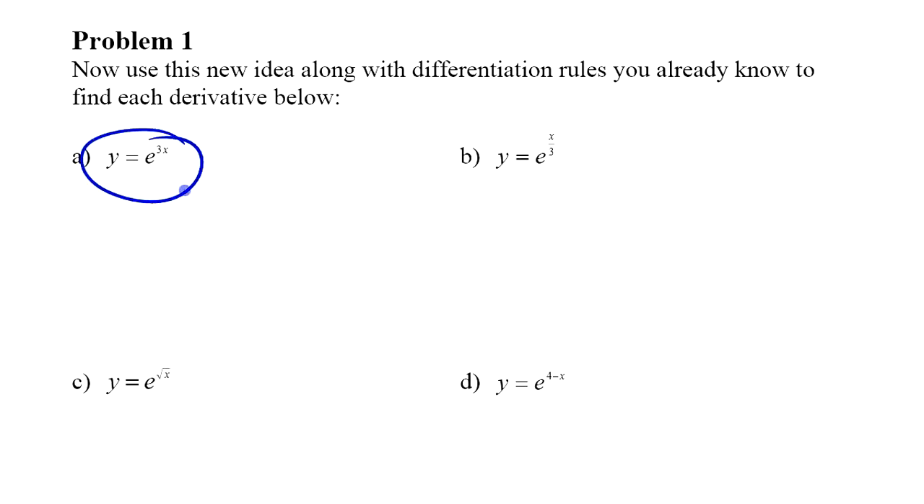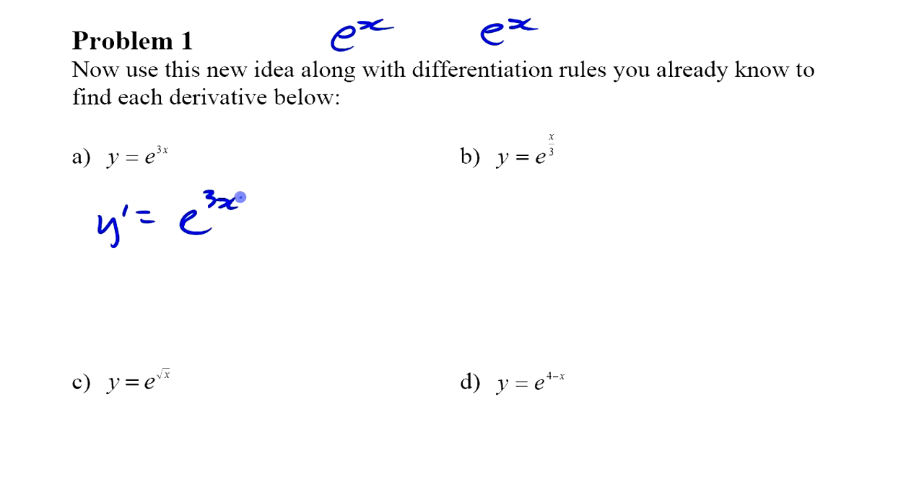If you have a function that looks like that, it's not just e to the x. So you can't just say, since the derivative of e to the x is e to the x, that the derivative of e to the 3x is e to the 3x. It almost is, but it's got this other function in the exponent. It's a composition of functions even though you don't recognize it as that.